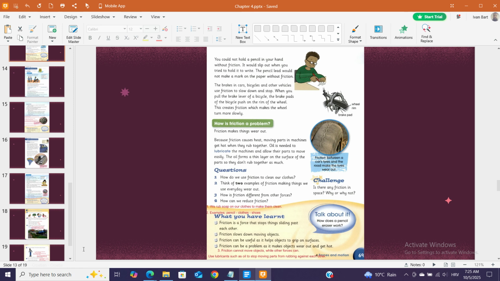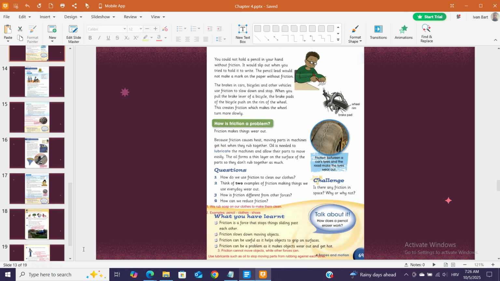Questions. 1. How do we use friction to clean our clothes? 2. Think of 2 examples of friction making things we use every day wear out. 3. How is friction different from other forces? 4. How can we reduce friction? 1. We rub soap on our clothes to make them clean. 2. Examples: pencil, clothes, shoes.